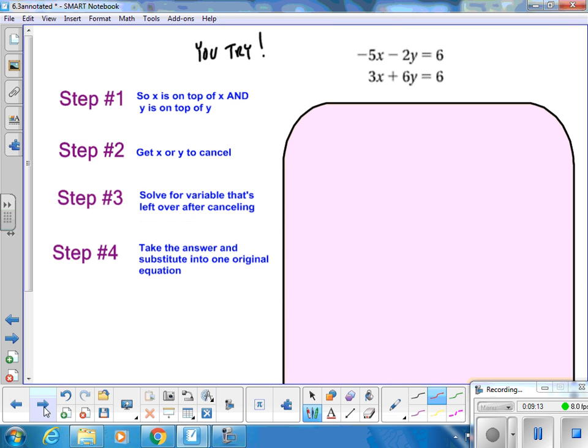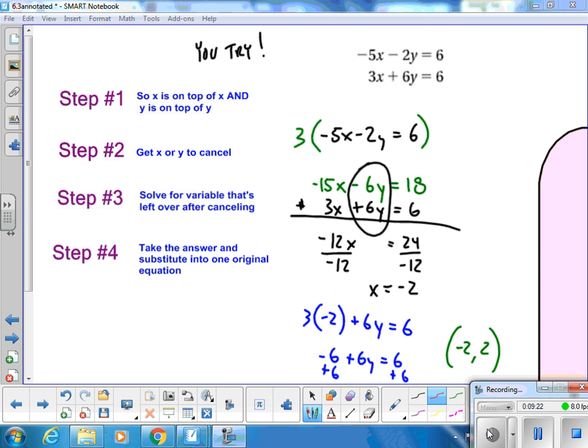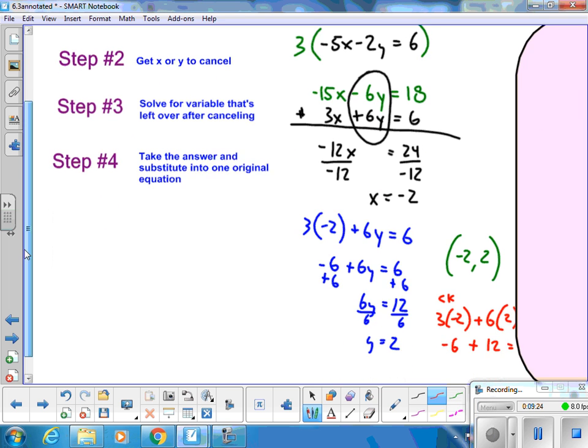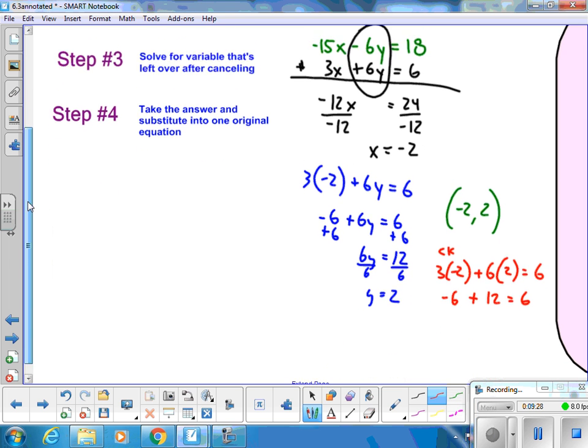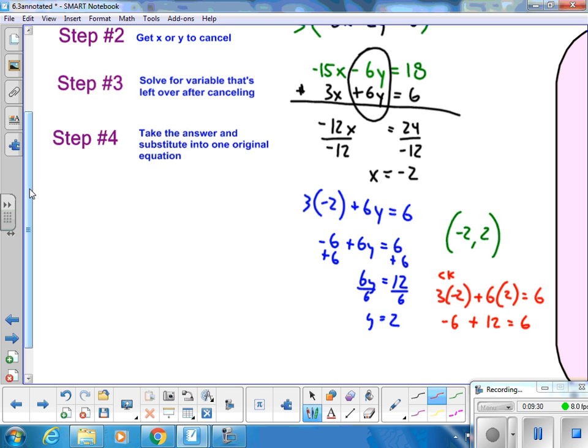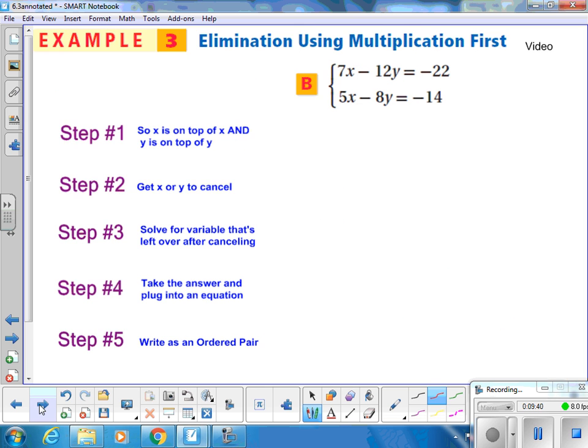Your turn to try it. Press pause. See how you do. All right, let's take a look. Did you give it a try? A little more room there. Slide it up. I found it to be negative 2, 2. If you didn't get that, go back and take a look. I noticed I had to rework a couple things just to make sure that was right. But checking it definitely let me know if I had the right answer.